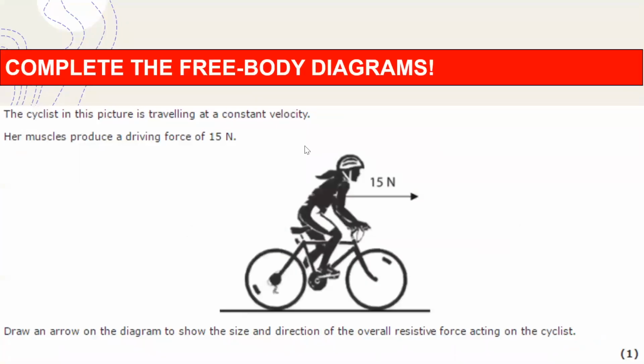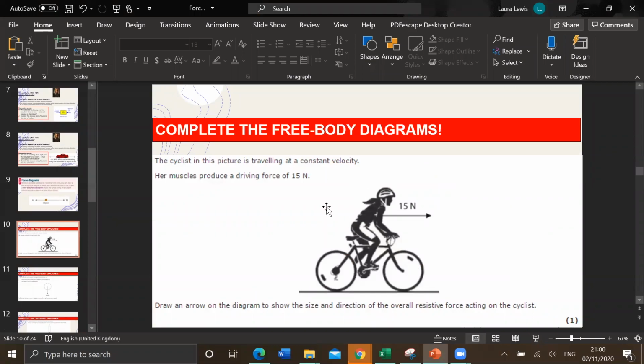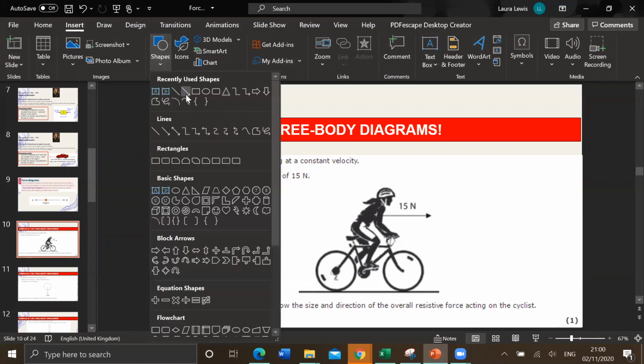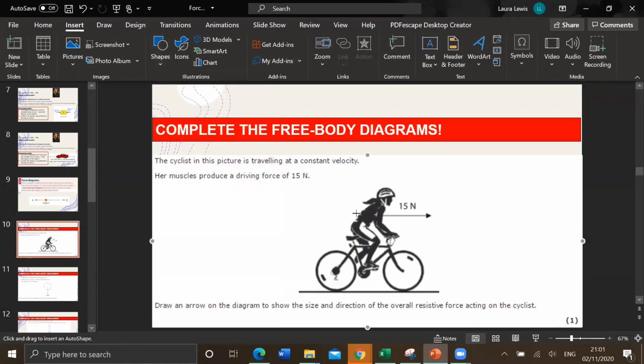Okay, example. We're going to zoom out a little bit here. I'm going to draw a force diagram. The cyclist in the picture is travelling at a constant velocity. Her muscles produce a driving force of 15 newtons. Draw an arrow on the diagram to show the size and direction of the overall resistive forces acting on the cyclist. It says the cyclist is travelling at a constant velocity, so that means there's no resultant force. Let's draw an arrow, and it'll be equal and opposite to this arrow here.